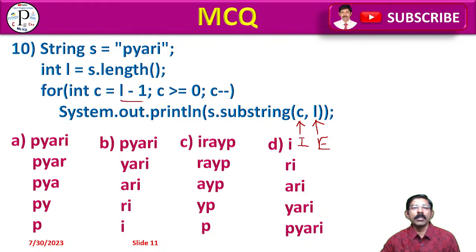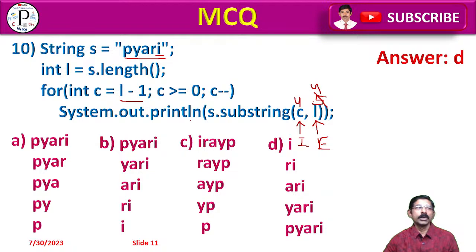L minus 1, 5 minus 1 is 4. So this becomes your 4 and this is your L. L is your 5. 1, 2, 3, 4, 5. So 5, where 5 is excluded. So that's why it becomes 4. So 4 to 4, one character. Is it clear? Option D is the answer.